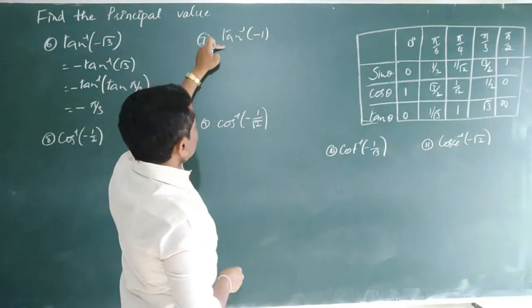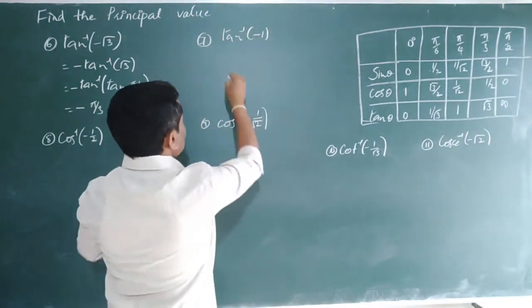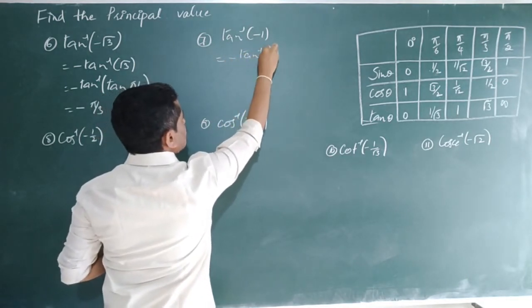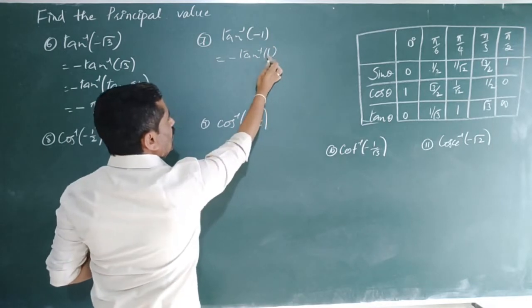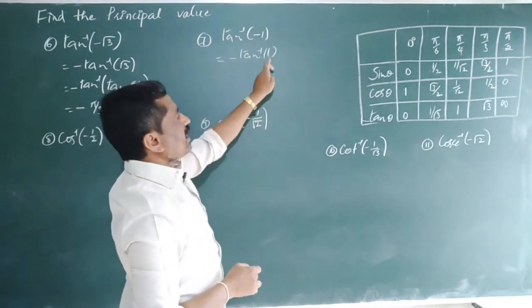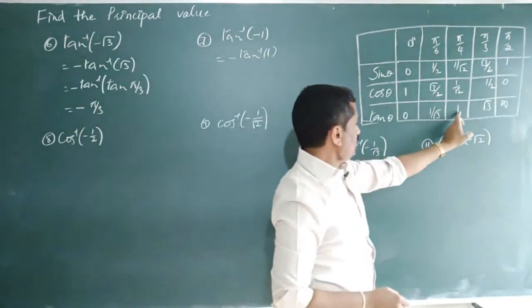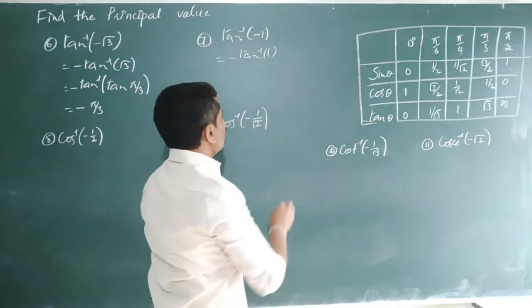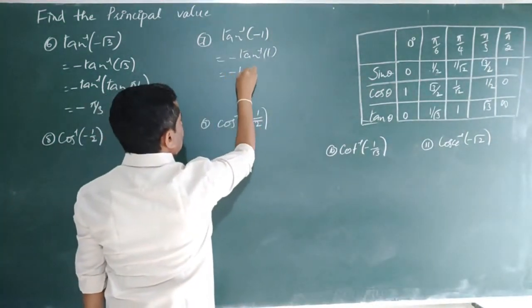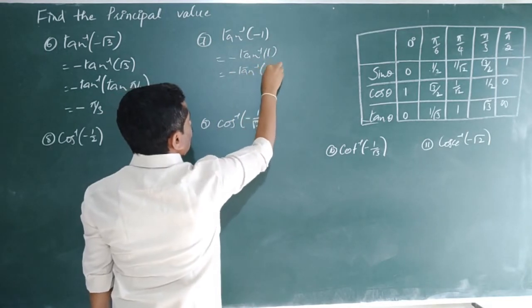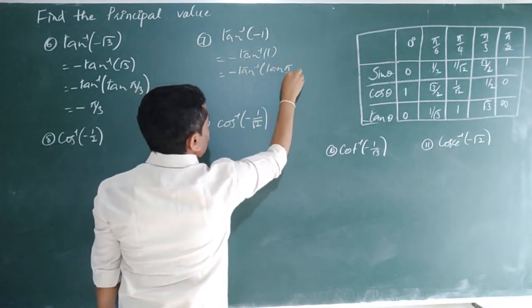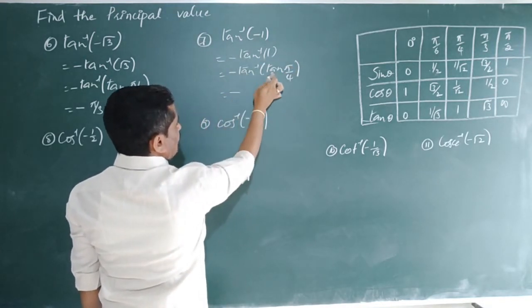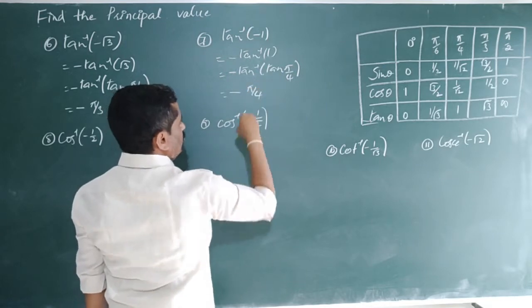Again, we have tan inverse of minus 1. We know that that can be written as minus tan inverse of 1. Now for which tan angle is 1 satisfied? That is tan pi by 4. Therefore that is equals to minus tan inverse of tan pi by 4. Again that is equal to, write the minus as it is, tan inverse tan get cancelled, we have pi by 4.